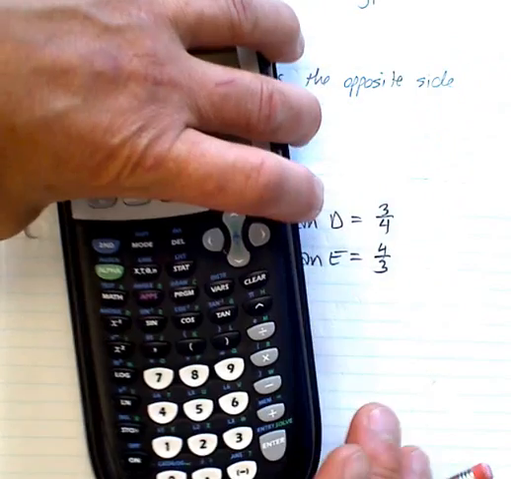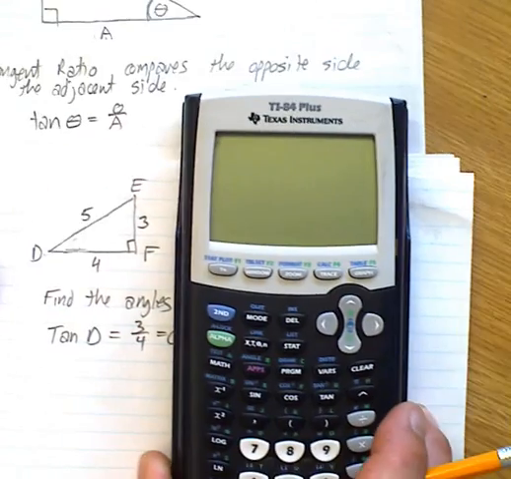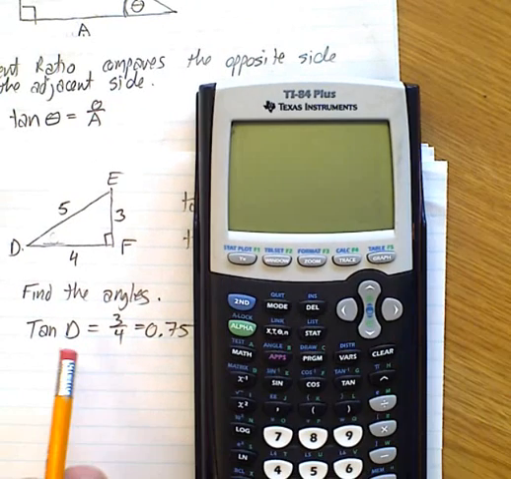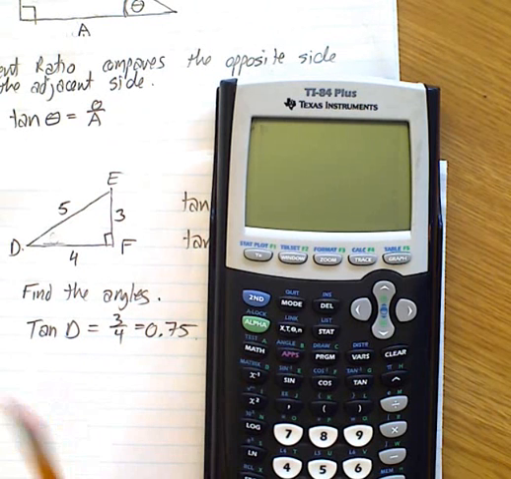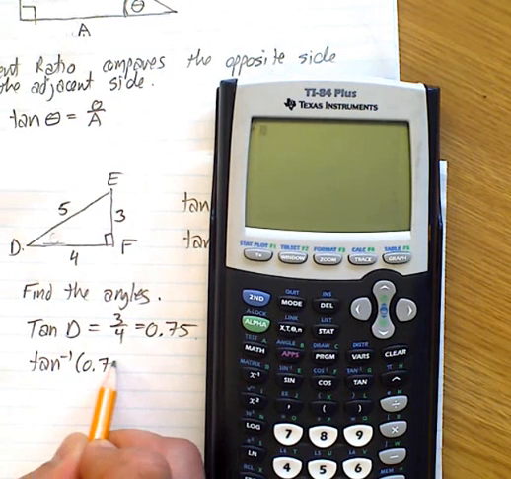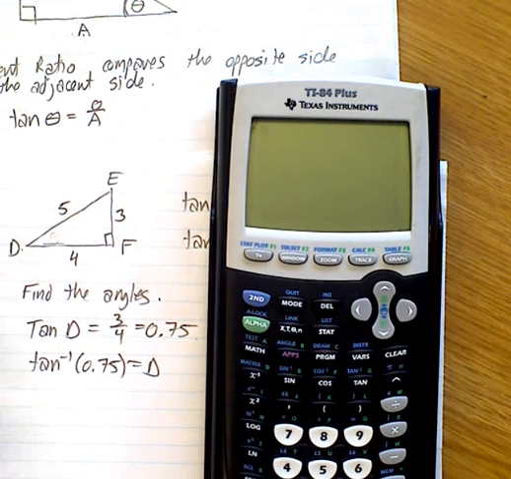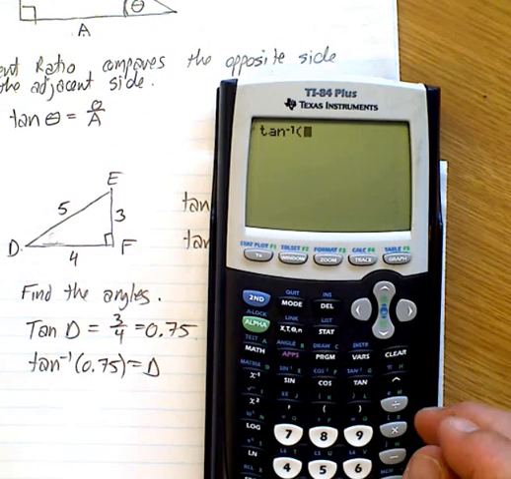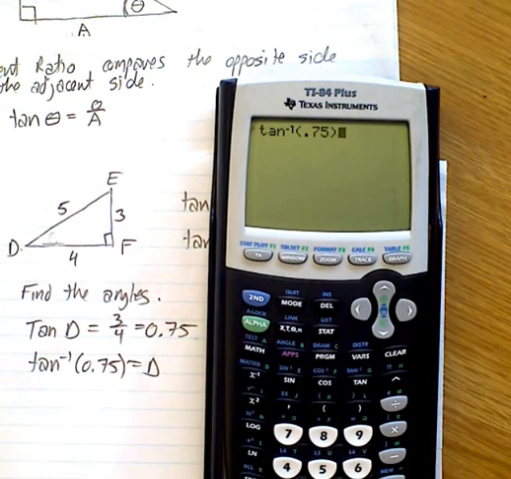Okay. Well, what I'm looking to do is find the angle. So what happens is you go tan minus 1 of 0.75, and that's going to equal D. And tan minus 1 is above your tan button. So you're going to go second tan of 0.75, and boom, there's your answer.